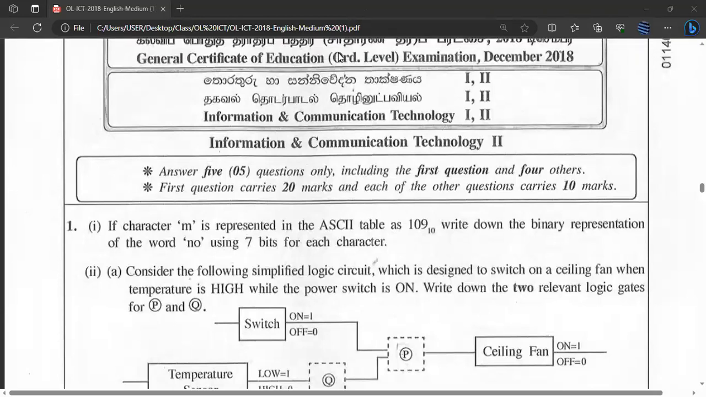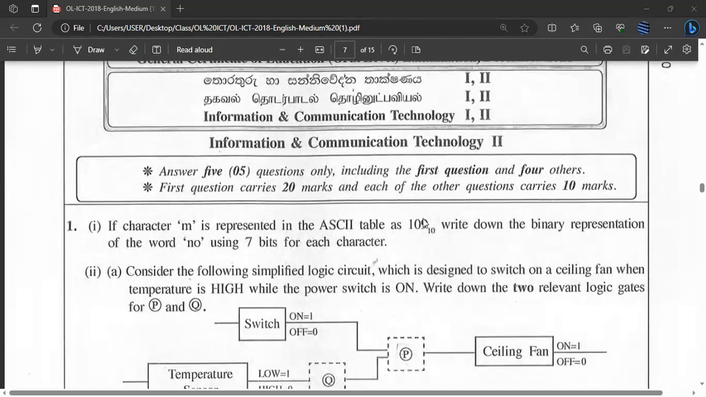If character M is represented in the ASCII table as 109 base 10, write down the binary representation of the word NO using 7 bits for each character. Right. So if M is 109, N is going to be 110. Simple, N is going to be 110. So you need to write it using 7 bits for each character, N and O, right? So you need to convert 110 into binary, right?